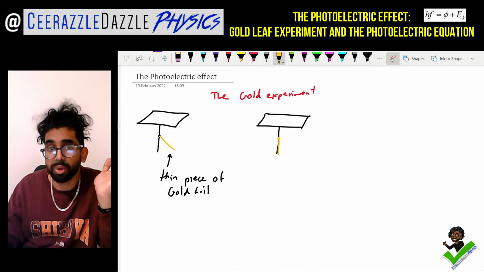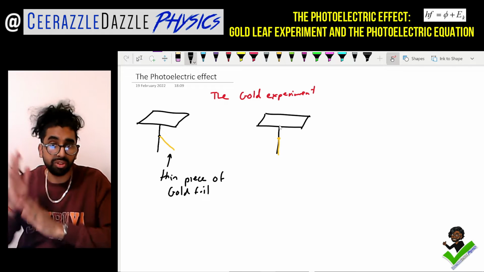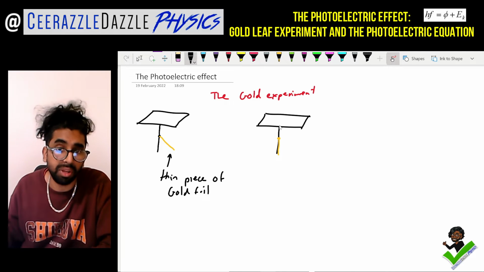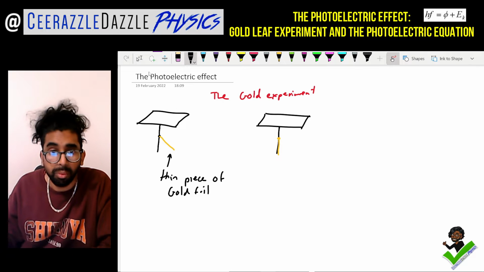What happens if we are to add electrons to the top plate? If we were to maybe use static electricity, get some electrons and place them onto the top plate, what would happen to this gold foil? What would actually happen? Well, let's try and draw it out here.